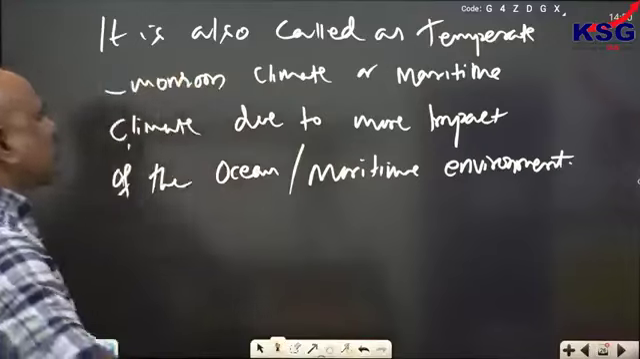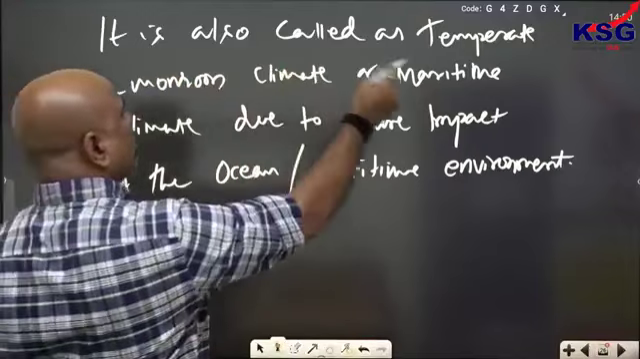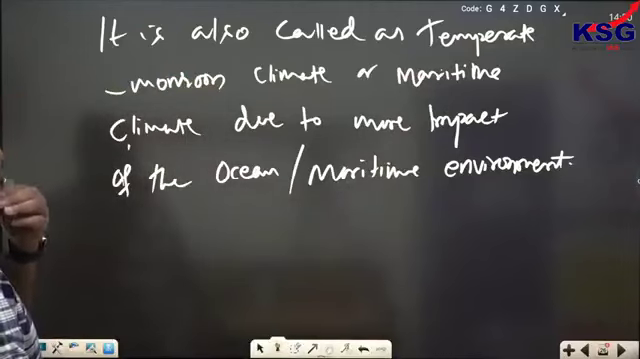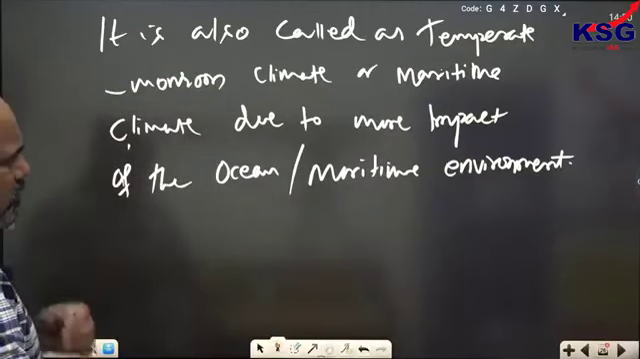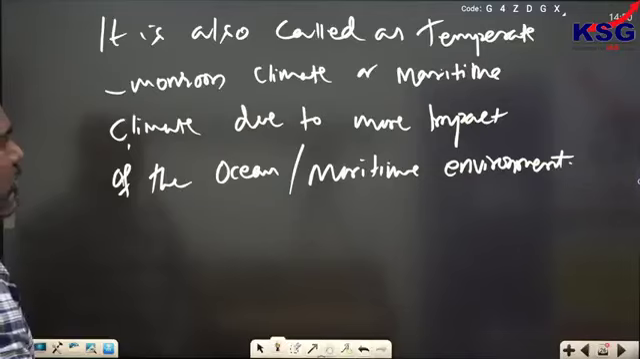You see, it is also called the temperate monsoon climate, or otherwise known as maritime climate, due to more impact of the ocean or maritime environment. Okay. I hope it's clear to you.